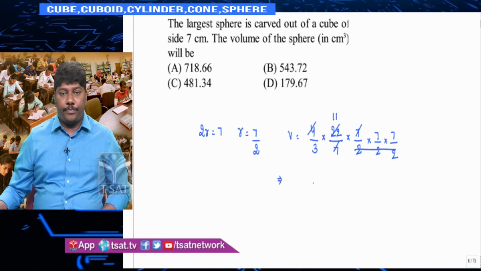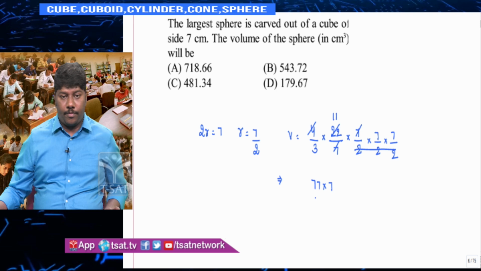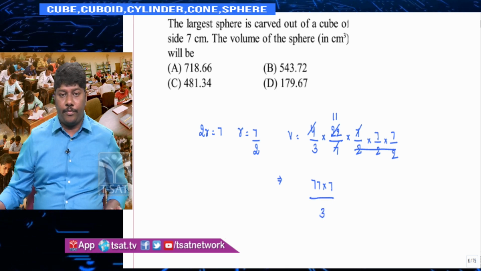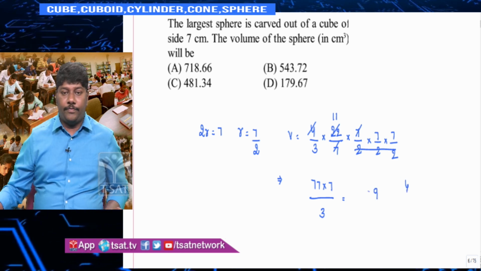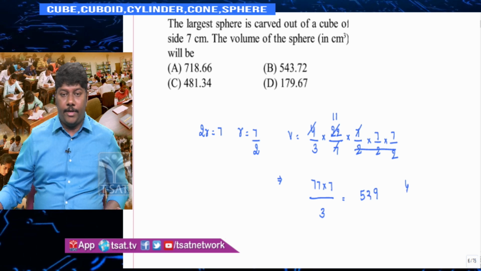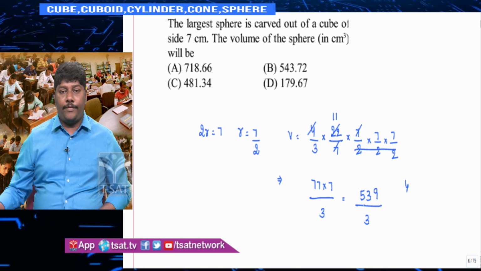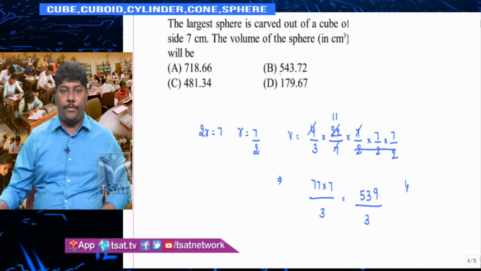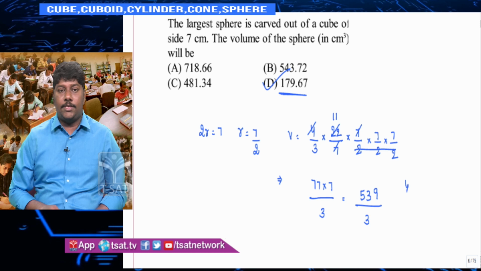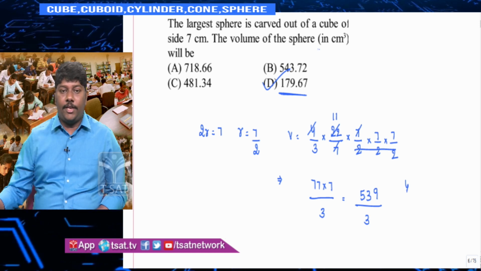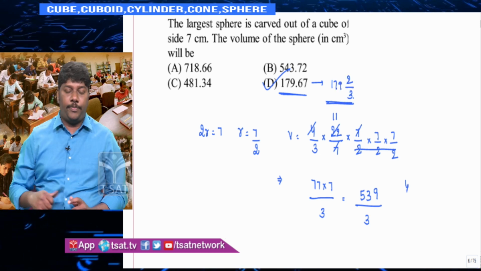77 into 7 by 3. 77 into 7, 7 7s are 49. 49 plus 4, 539 by 3. Look at the approximate value. So if I take it as 540, it would have been 180. Therefore, it is little less than 180. That is 179.467, or else 179 2 by 3 is the volume of the sphere.